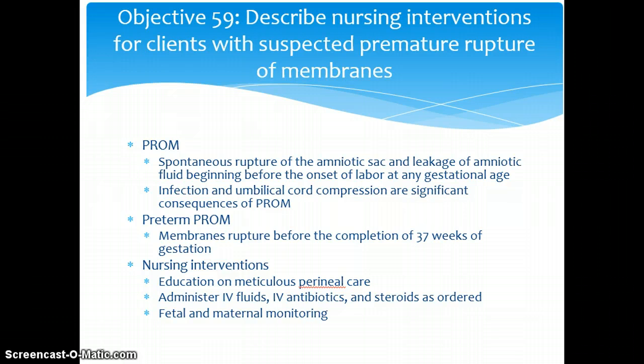Preterm premature rupture of membranes are membranes that rupture before the completion of 37 weeks gestation. Nursing interventions for preterm premature rupture of membranes include education on meticulous perinatal care so that we don't have any issues with infection. The nurse will administer IV fluids if IV antibiotics and steroids are ordered, and then the nurse is responsible for fetal and maternal monitoring and report any abnormalities to the physician.